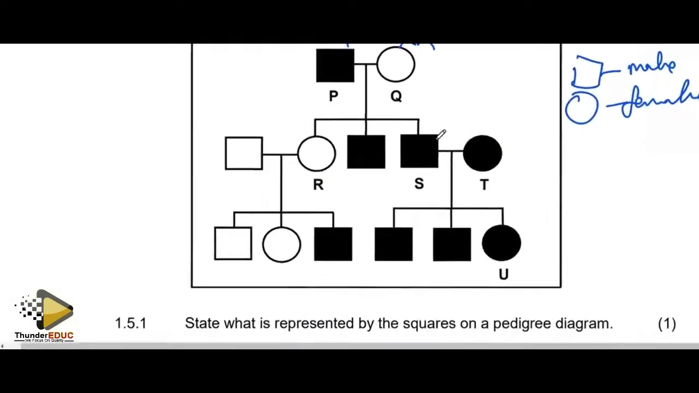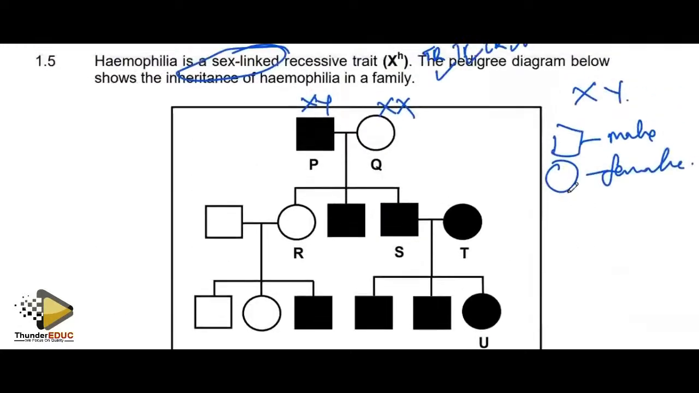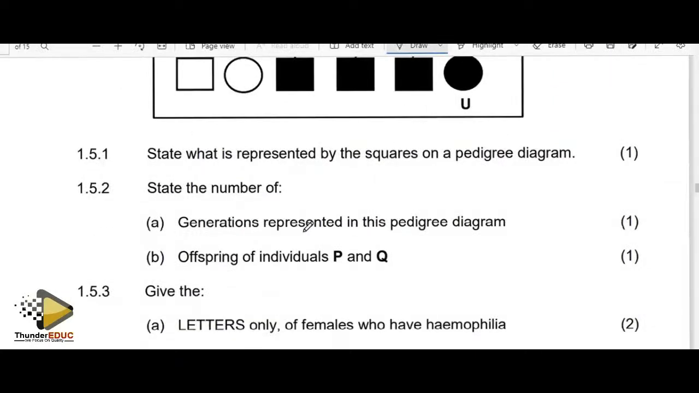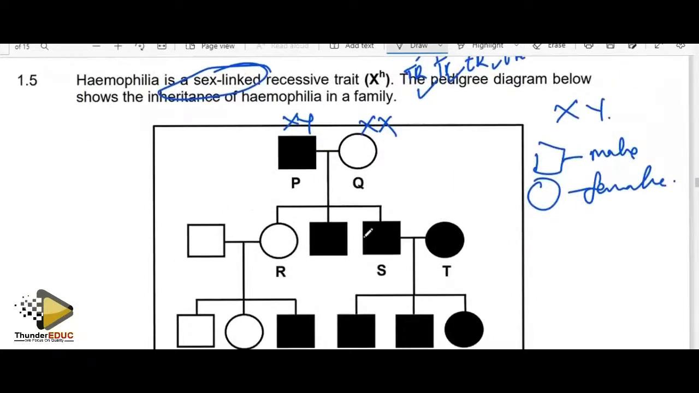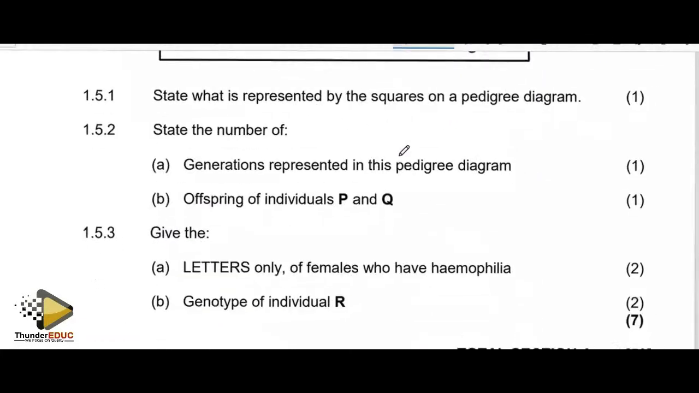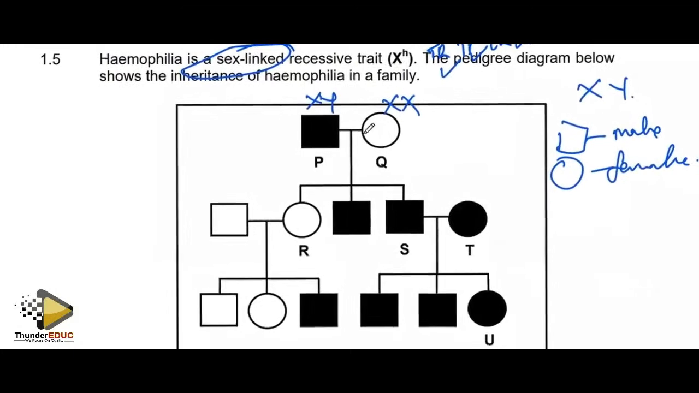All right, let's go back to the question. State what is represented by a square or a box on the pedigree diagram. We have seen that a square is male, while a circle is female. State the number of generations represented in this diagram. You have to count them. 1, 2, 3. Those are 3 generations. Just count 1, 2, 3.